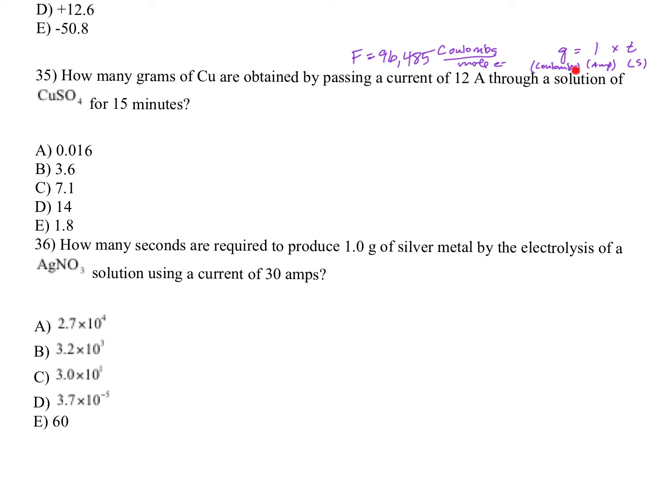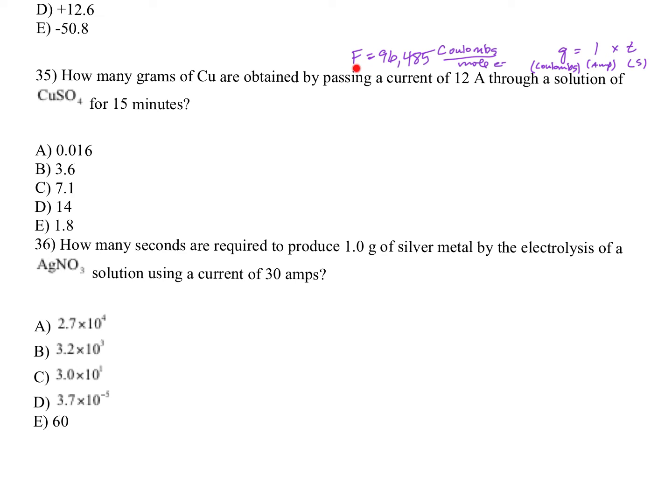Q here represents coulombs, which is a unit of charge. I represents the current, which is measured in amps, and T represents time, and the time here is in seconds. That's important to know because sometimes a problem will be given to you in minutes, or it might ask you for an answer in minutes. But the formula itself, which will be given to you, uses seconds as time, so don't forget that.